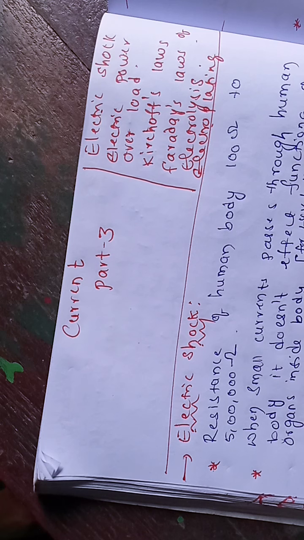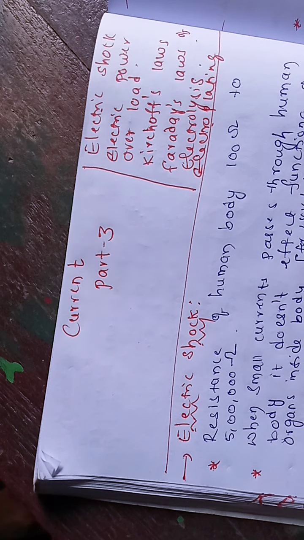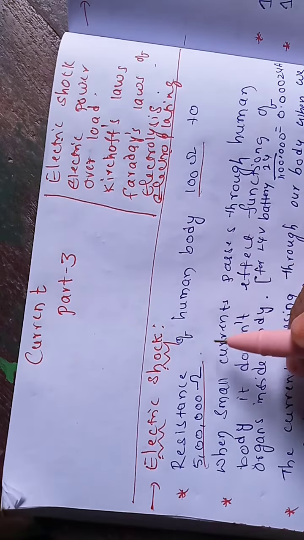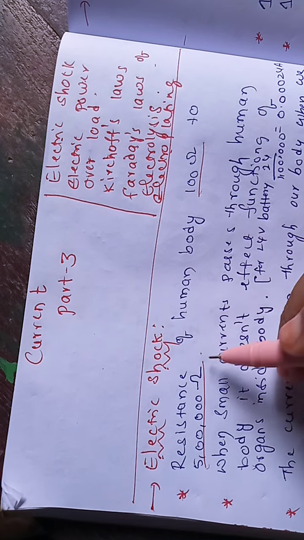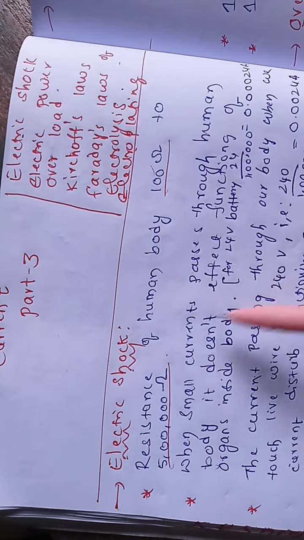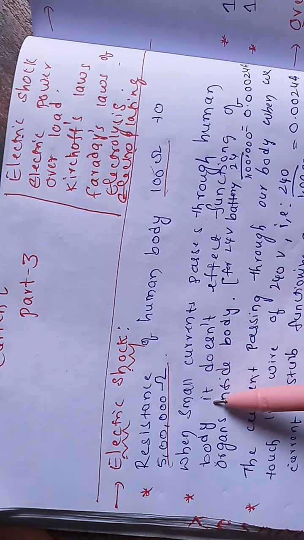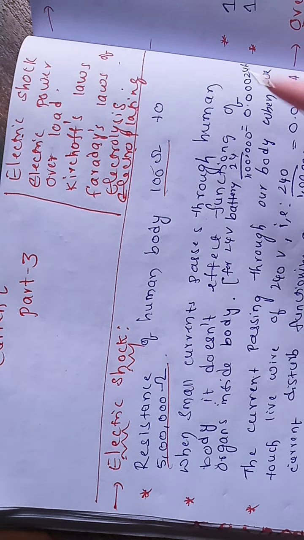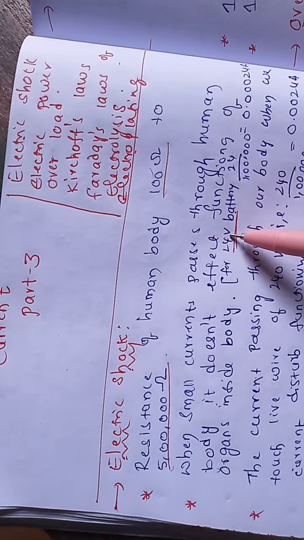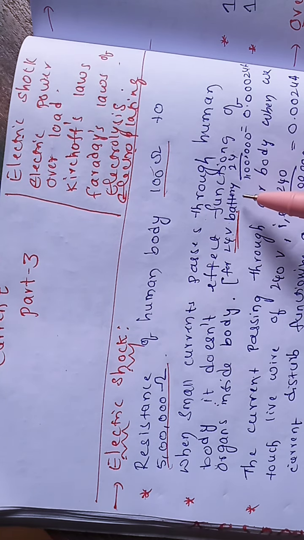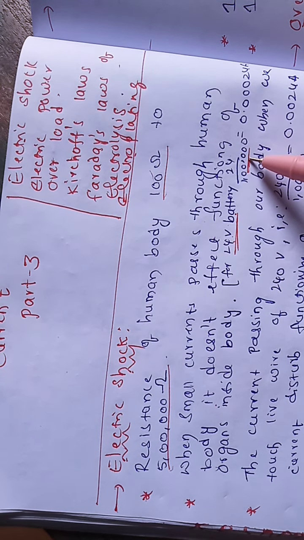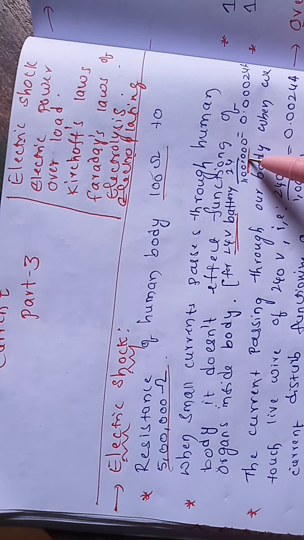I am giving a small explanation of how we get shocks. Actually, the resistance of the human body is 100 ohm to 5 lakh ohm. When small currents pass through the human body, it does not affect any functioning of organs inside the body. For example, from a 24 volt battery, let us think that a current has passed into our body. Let the resistance of our body be 1 lakh.